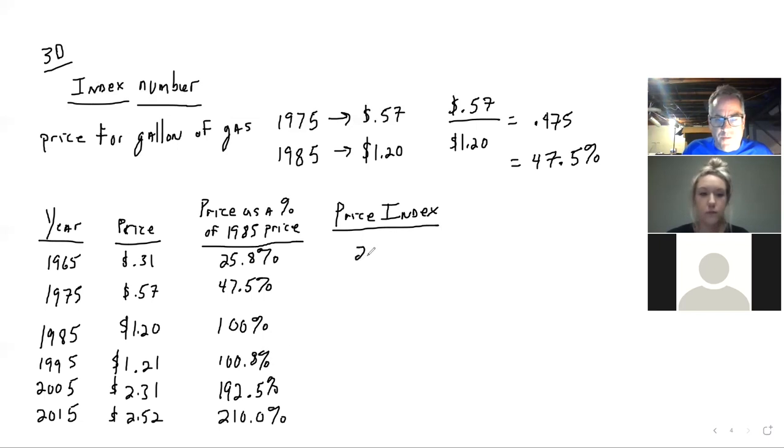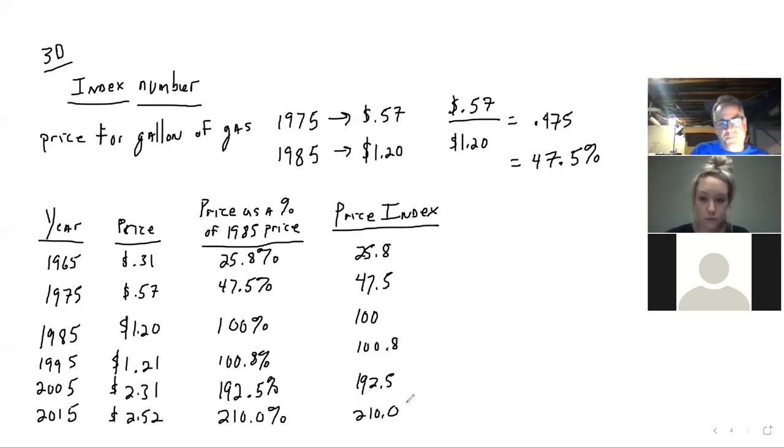So this would be 25.8. This would be 47.5. This is 100. This is 100.8. This is 192.5, and this is 210.